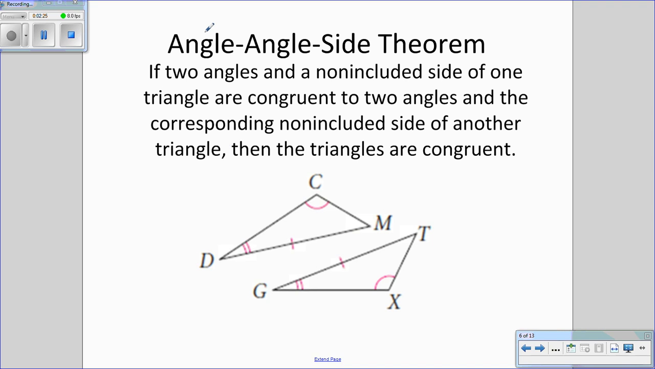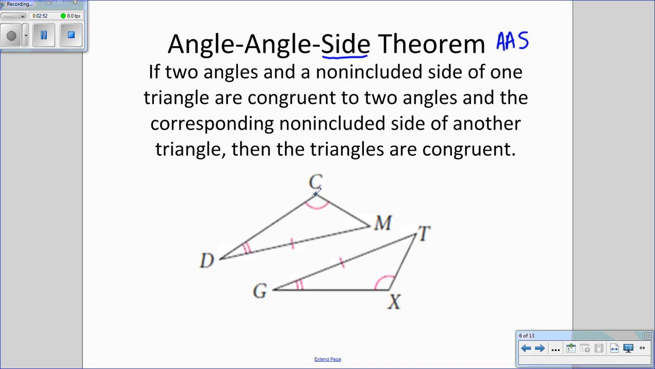Okay, and finally we have the angle angle side theorem, or angle angle side. Now this one is similar to the last one, but in this case you can see the side is not included. It's not between the two angles. So if two angles and the non-included side of one triangle are congruent to two angles and the corresponding non-included side of another triangle, then the triangles are congruent.